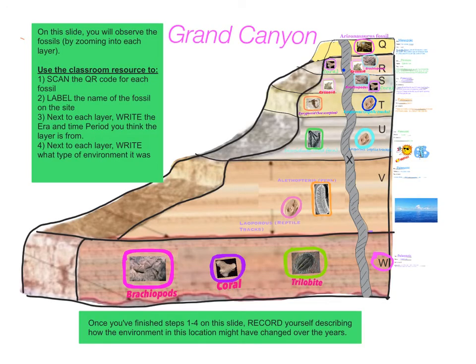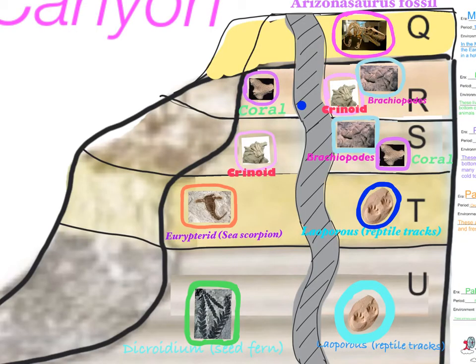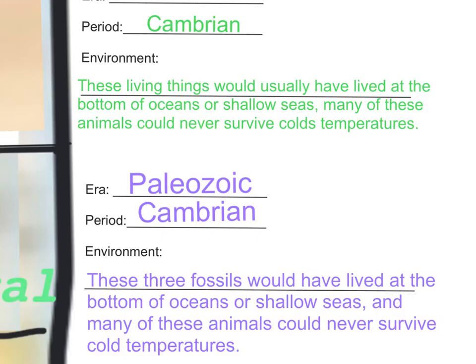For our last few rock layers at this site in the Grand Canyon, the environment is almost the same as the first few rock layers in this site. In the next two rock layers, we have the same three fossils that lie in each layer: coral, the crinoid, and brachiopods. These three fossils used to have lived at the bottom of oceans or shallow seas, and many of these animals also could never survive cold temperatures.